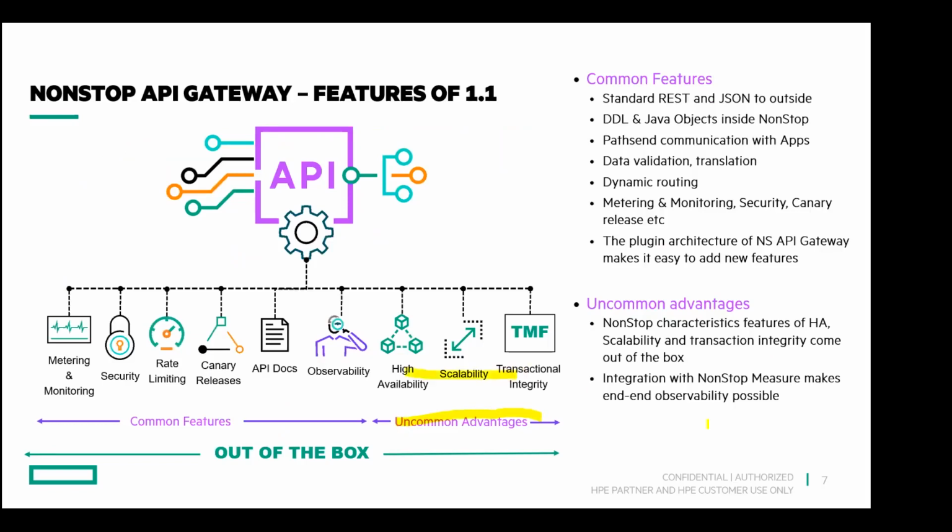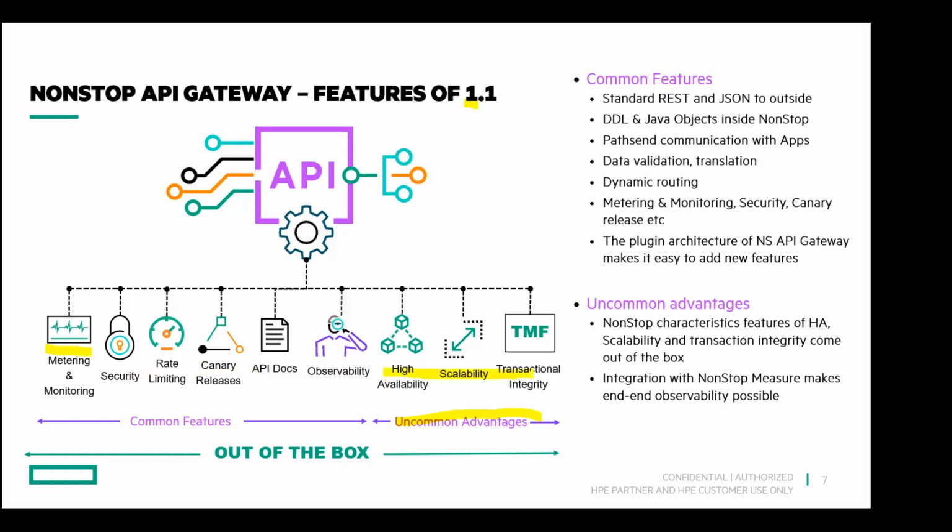So when you deploy API Gateway, you get it out of the box. You don't have to do anything with API Gateway for that. So this is about our API Gateway, what we are doing in version 1.1, what we'll be releasing shortly. It supports those functionalities I showed in the previous slide: security, rate limiting, and, I'll talk about this in a moment, the canary release, API docs, and all that.